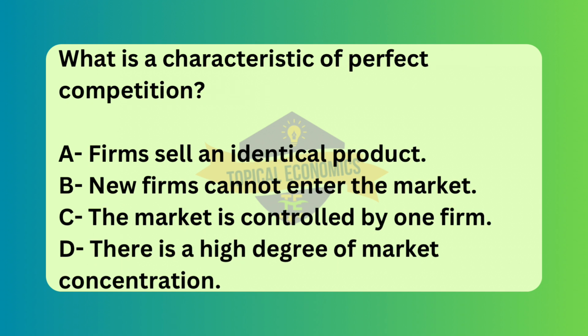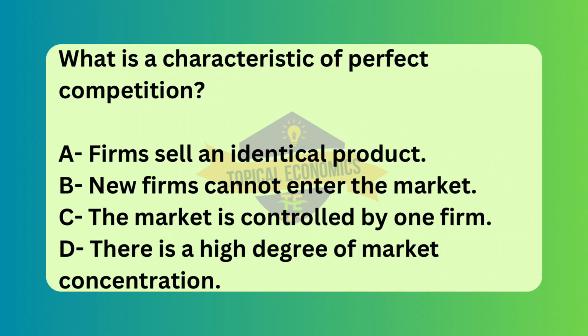Moving to 14th question. What is a characteristic of perfect competition? A. Firms sell an identical product. B. New firms cannot enter the market. C. The market is controlled by one firm. D. There is a high degree of market concentration. The correct answer for this question is option A.